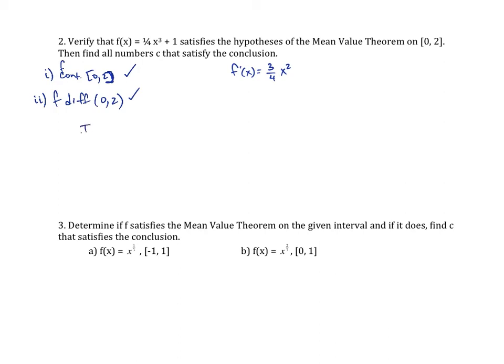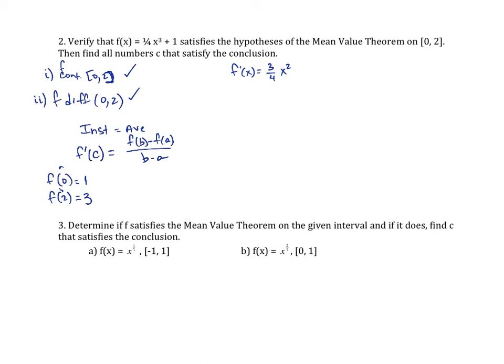So what is the conclusion? That at some point the instantaneous equals the average. What is the average? The average is f of b minus f of a all over b minus a. The instantaneous is f prime of c, and that's the value of c I'm looking for. So let's first start with finding f of 0 and f of 2, because these are f of a and f of b. F of 0, when I plug 0 in, I get 1. F of 2 gives me 2 cubed, which is 8 over 4, which is 2, plus 1, and I will get 3. So there's my f of a and my f of b, and now let's plug these in.